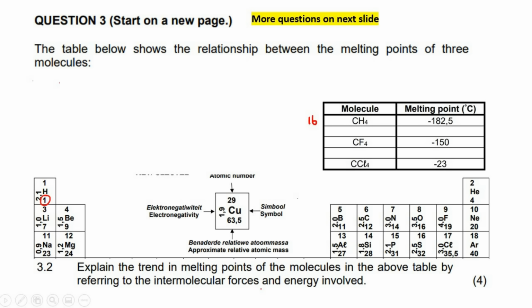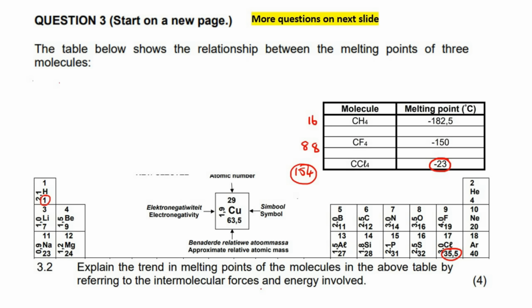CF4 would have a mass of 19 times 4, which is 76, plus 12, so it's 88. And then CCl4, ooh, that's a heavy one. 35.5 multiplied by 4 plus 12 is 154. So we can see that the heaviest one, remember, heavy means more electrons, more chances for those temporary dipoles to take place. You can see it's got the largest boiling point.